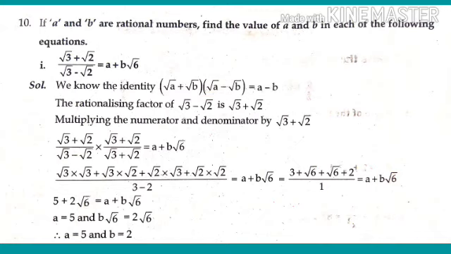The rationalizing factor of square root 3 minus square root 2 is square root 3 plus square root 2. So, multiplying the numerator and denominator by root 3 plus root 2. Root 3 plus root 2 by root 3 minus root 2 into root 3 plus root 2 by root 3 plus root 2, that is equal to A plus B root 6. Simplify the left side of the equation.